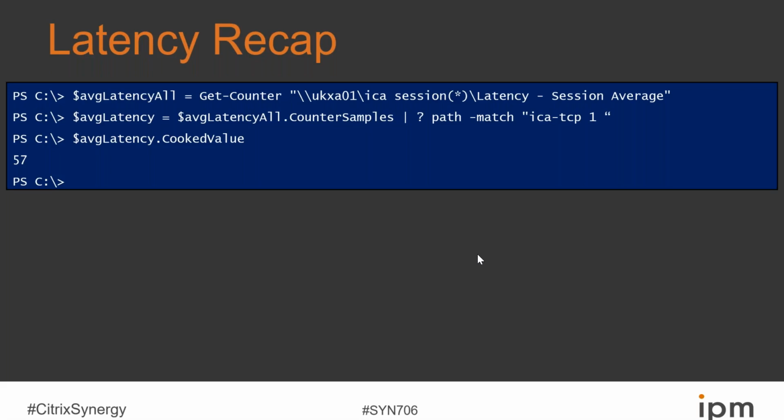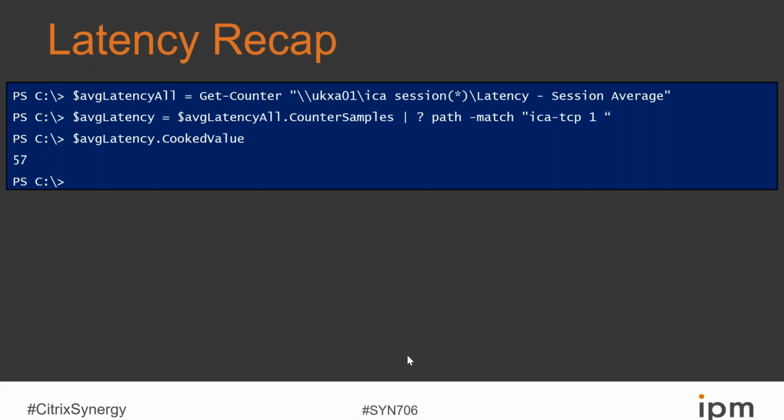So let's take a little recap of what we need to do. We need to issue the get counter call. We then need to search and match on the user's session name, and then we need to get the cooked value, and we will finally get the value of 57.